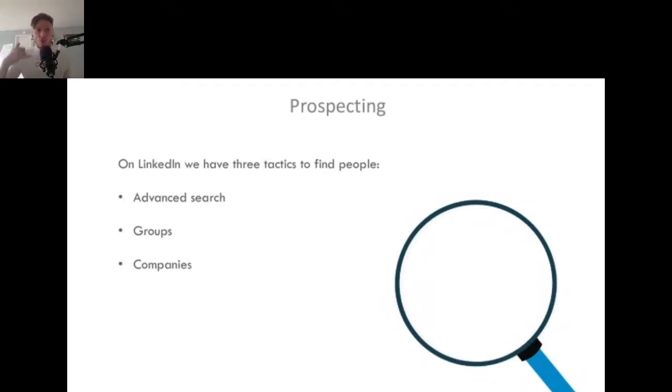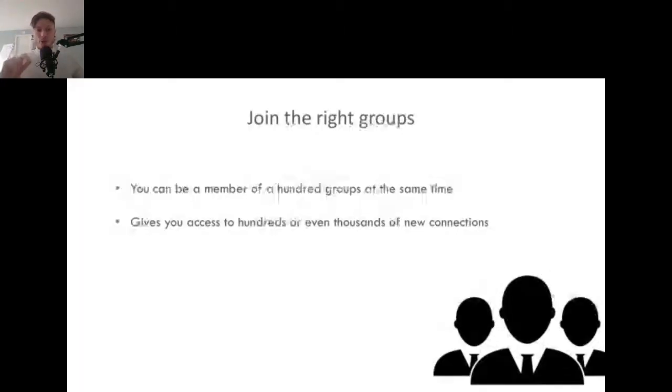Instead of trying to find these people, cold calling them or doing it the other way, you search it up on LinkedIn and find exactly the people you want to work with. And also, bonus tip, join the right groups on LinkedIn. You can be a member of 100 groups at the same time. And when you join a group, this actually is a second-degree network. So you could easily get access to hundreds or thousands of new potential connections just by joining the right groups.